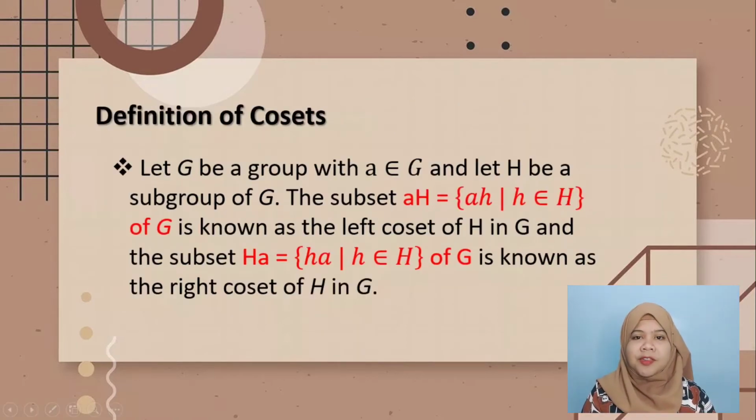So now, let's proceed to the formal definition of cosets. Let G be a group with a an element of G, and let H be a subgroup of G. The subset aH consists of ah, where h is an element of H, and it is also known as the left coset of H in G. And the subset Ha consists of ha, where h is an element of H, and it is known as the right coset of H in G.